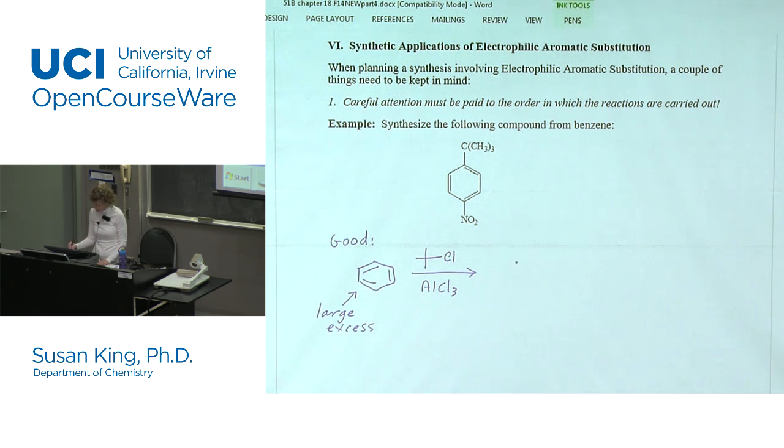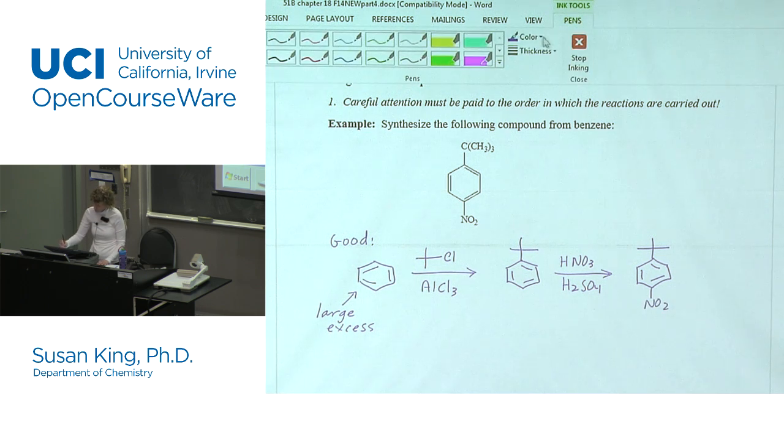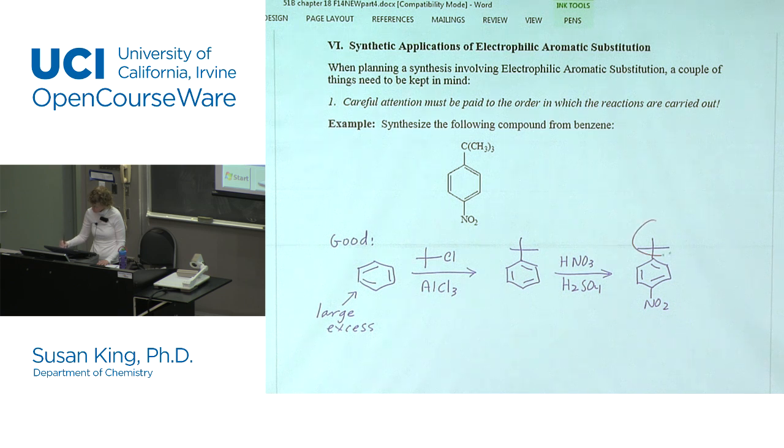Okay, so then we're going to put the tert-butyl group on. Then we're going to nitrate. Are we going to get any ortho at all? Yeah, I wouldn't even consider it. So I'm going to assume we're going to get all, bulky, so mainly para.